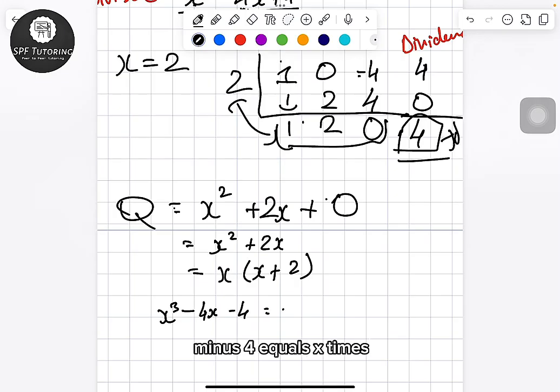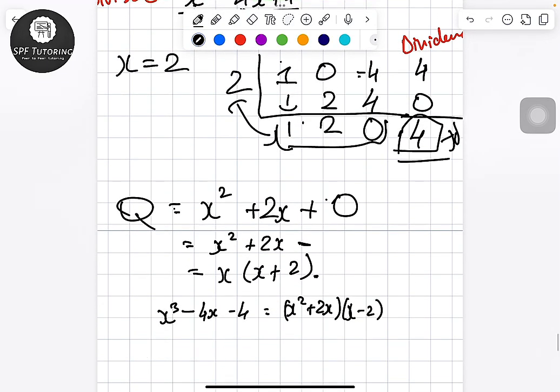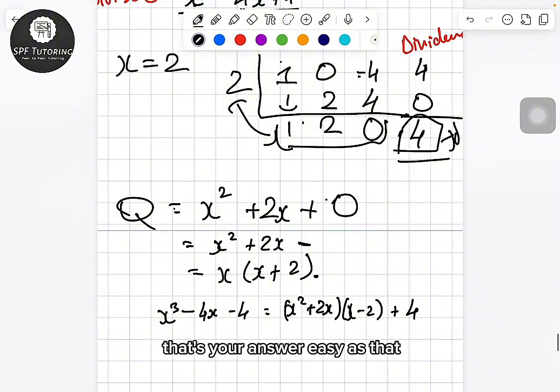That's why it's better to write it in this form and not in this one. You just say x plus 2, then x times (x minus 2) plus 4. That's your answer. Easy as that.